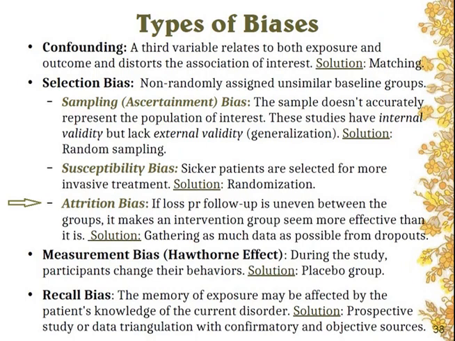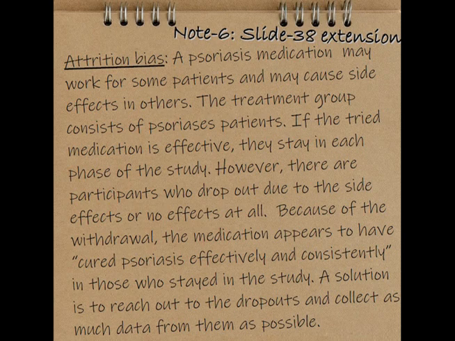Attrition bias is formed when the loss to follow-up is unequal between the intervention and control groups, and that makes the intervention seem more effective. Example, a psoriasis medication may work for some patients but cause side effects in others. So, the treatment group consists of psoriasis patients who are given medication, and if it is effective, they are eager to stay in each phase of the trial.